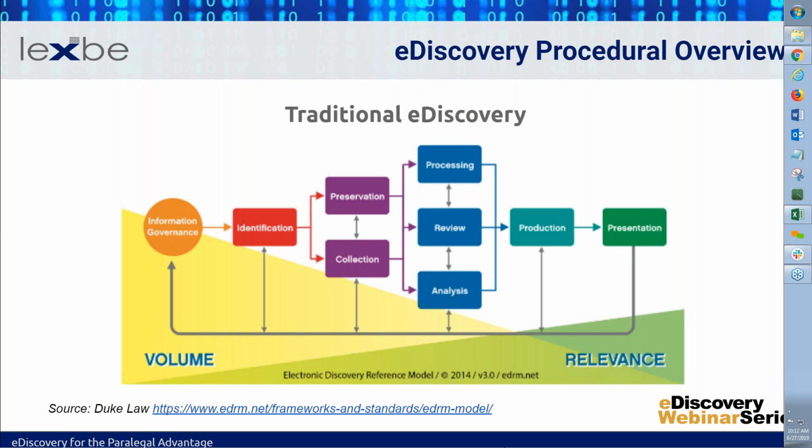The last part of the EDRM, the whole phase of the traditional eDiscovery model, is presentation. So once you've met all the discovery requirements, you will then need to display your ESI at a deposition, hearing, or trial. You need to understand how to present your native and near-native forms.